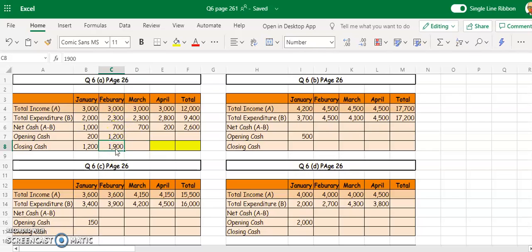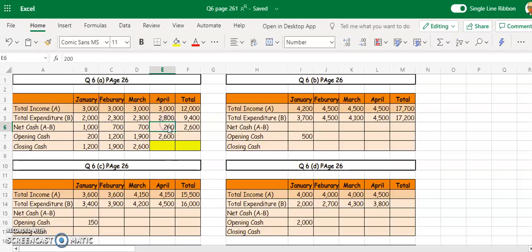Then your closing cash for one month becomes the opening cash for the next month. So closing cash for February is 1,900. Opening cash is 1,900 for March. So we started March with 1,900. We finished with 700. So what do we have left in our account? We're going to add these two together to get your closing cash. So in your calculators, put 1,900 plus 700, and that gives you 2,600. So remember, closing cash for one month becomes the opening cash for the next. So 2,600 becomes our opening cash.